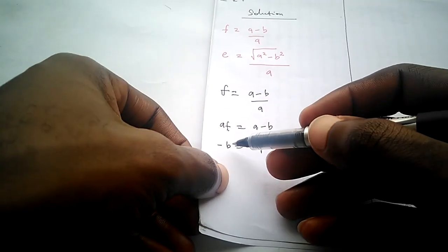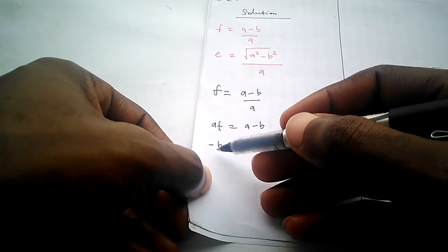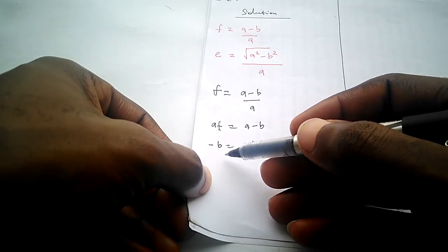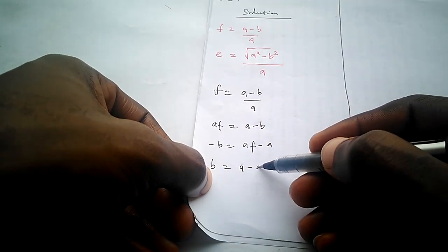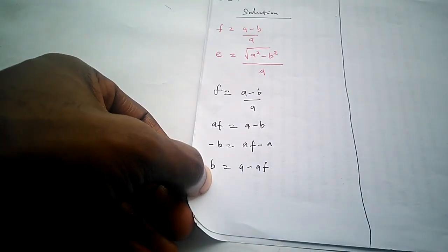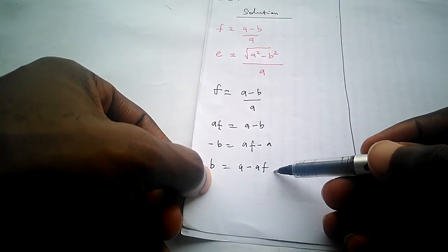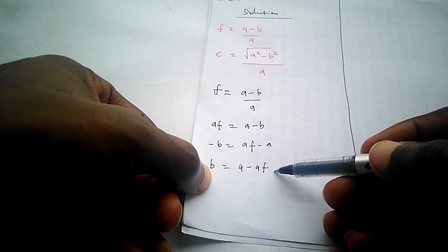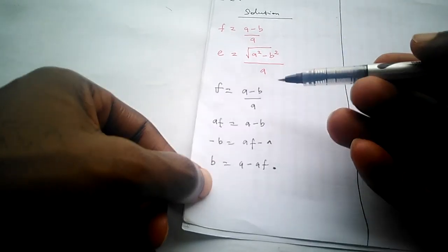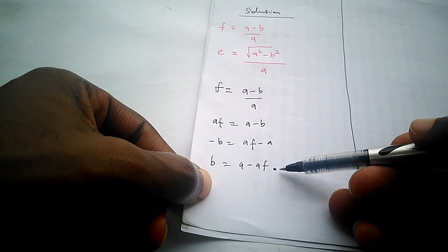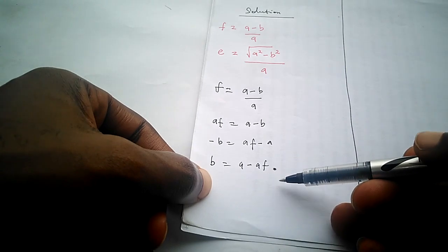Since we want a positive value for B, we multiply through by minus. By the time we multiply through by the negative sign, all the signs will change. So we now have B equal to A minus AF. I could have just quoted from here that B equals A minus AF, but it might take some persons off balance if you're starting from the basics. Therefore, we have to show you how we get B equal to A minus AF. You now see that this is very simple, and we can easily continue from here.